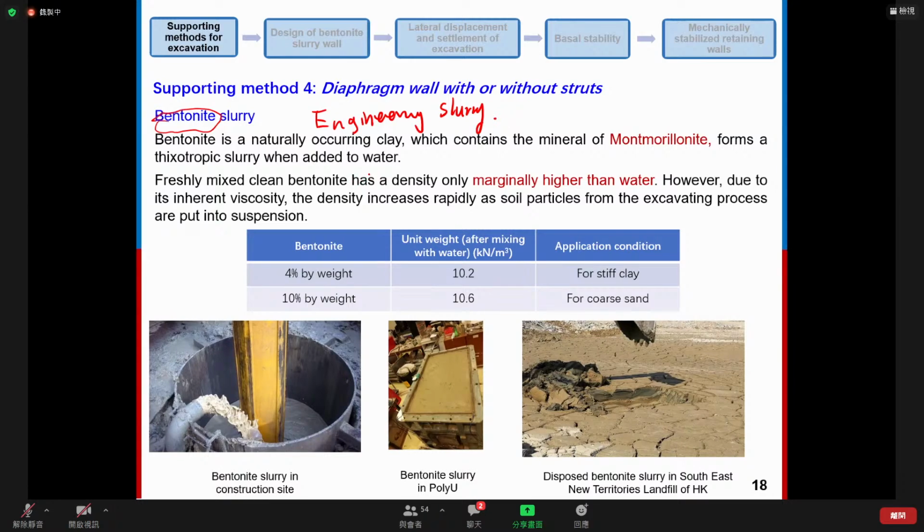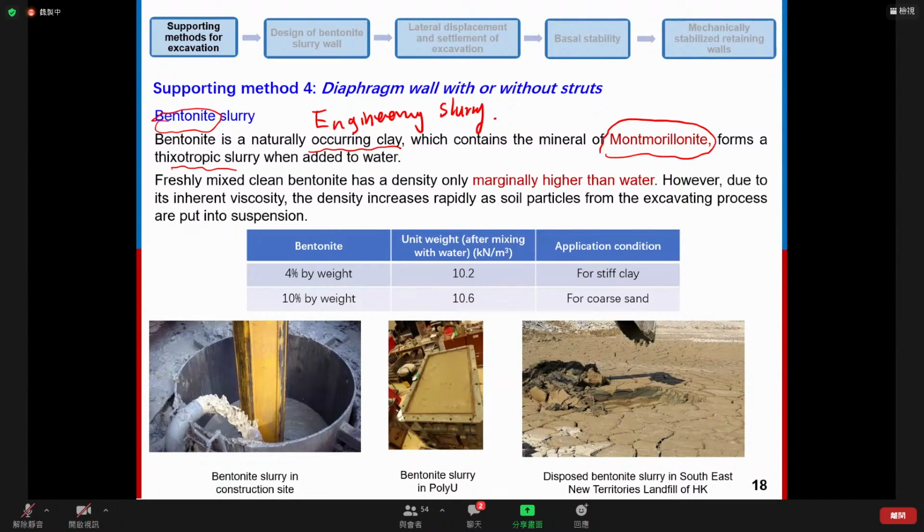Bentonite is a naturally occurring clay, which means it already exists naturally. It's not man-made. And this kind of soil contains the mineral montmorillonite. This is a special mineral which can form a thixotropic slurry when added to water. So what is thixotropic slurry?